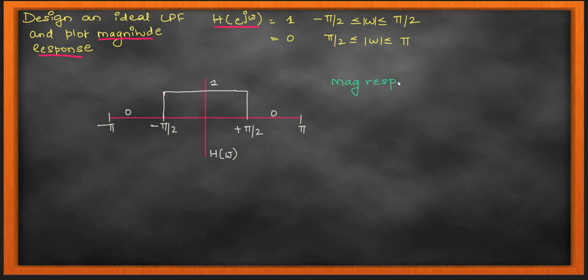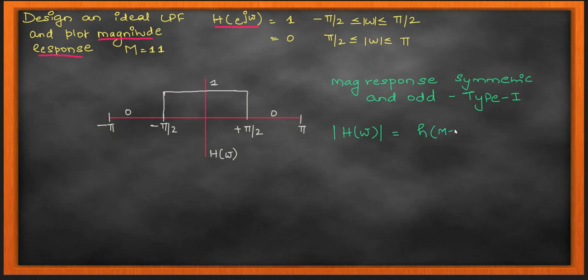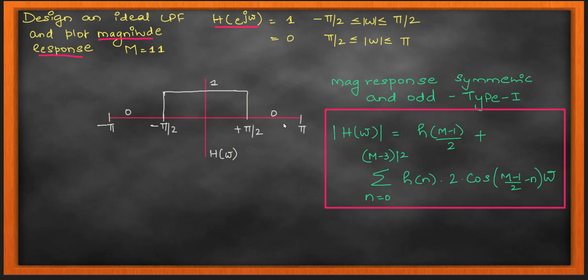Alright, so now let us see my magnitude response. M is equal to 11. The question says M equal to 11, which means it's symmetric and odd. So I am writing the magnitude response formula, because first I have to design my LPF, that is find my H of z, and then find the magnitude response. To do that, I need to know the formula of the magnitude response.